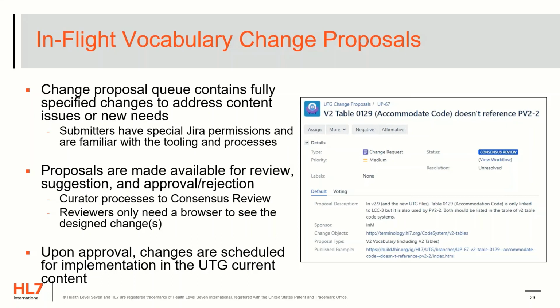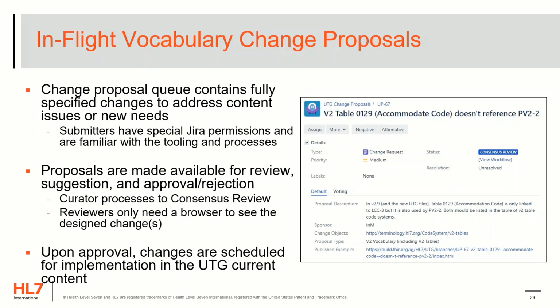Once the vocabulary change proposal is in the consensus review workflow state, the ticket is available to the community for review. Reviewers can make suggestions and ask questions using Jira comments, eliminating the need to set up scheduled calls to discuss the proposal, and they may cast negative or affirmative votes to progress the proposal. The details for voters will be in the upcoming reviewers tutorial.